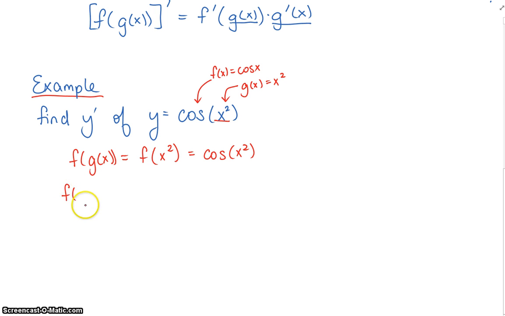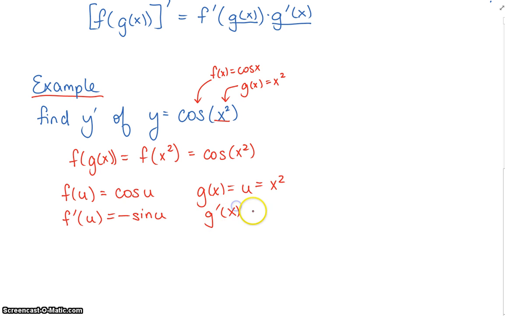Our f of x is going to be cos of x, and we're going to call it f of u for just a minute. We're going to call it cos of u because there's something being plugged into it. And then we have our g of x, which is also technically our u, what we plug into the function, which is just x squared. We then can take the derivative of our first function. Now we know that cosine of u gives us negative sine u, and the derivative of u, which is g of x, is going to become 2x.